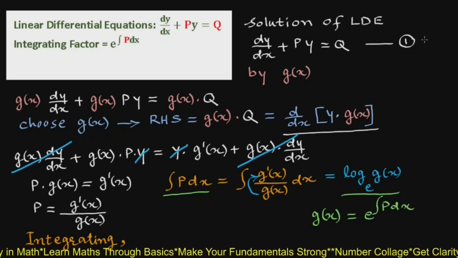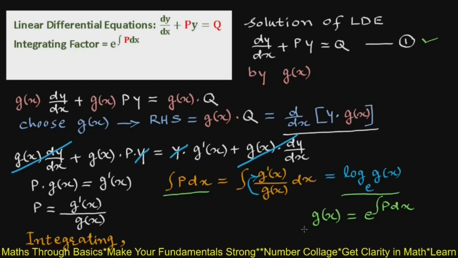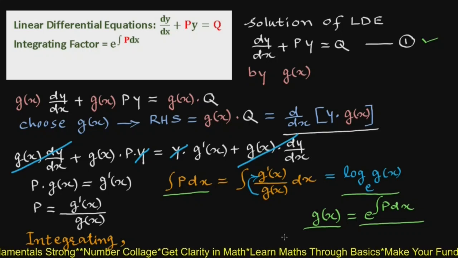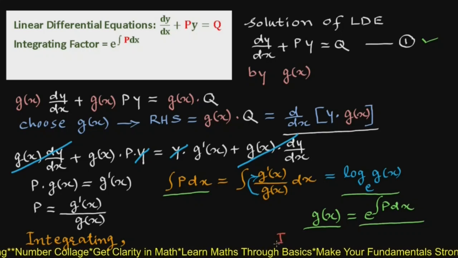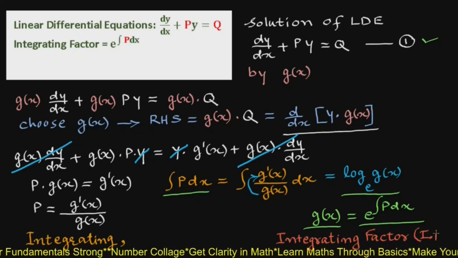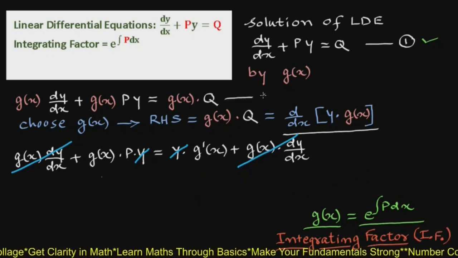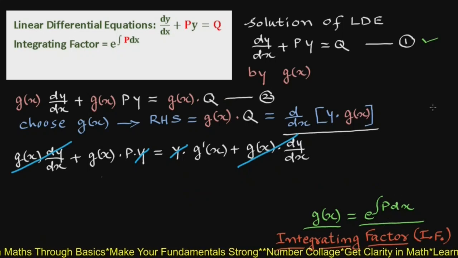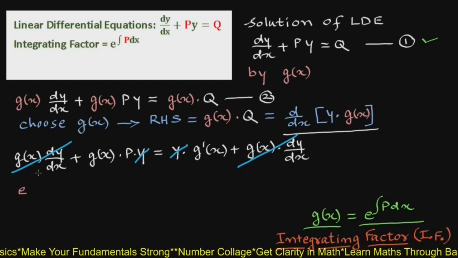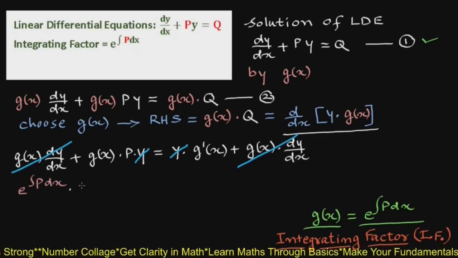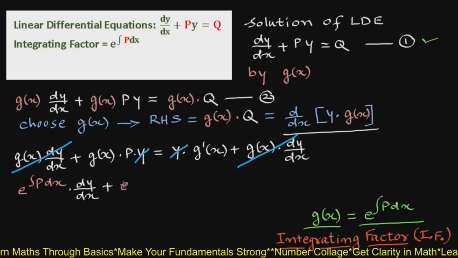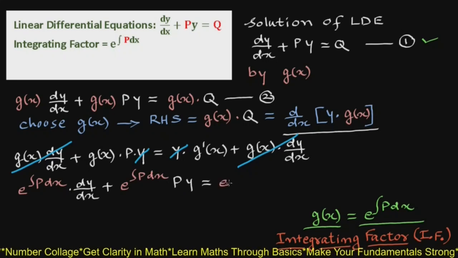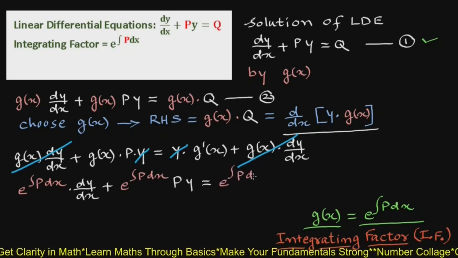Now we will multiply equation 1 by this g(x), which is e raised to integral p dx. This g(x) is known as the integrating factor, IF. We will multiply this equation 2 by the integrating factor e raised to integral p dx. So this will be e raised to integral p dx into dy by dx plus e raised to integral p dx into py equals e raised to integral p dx into q.